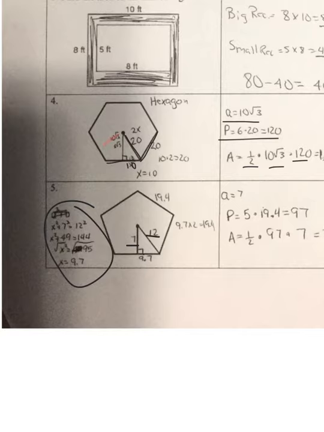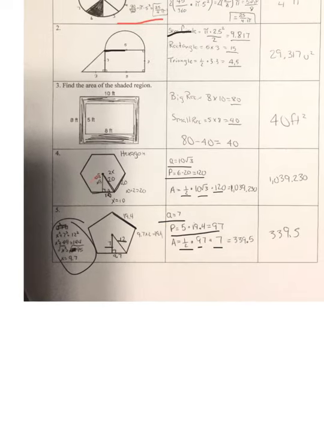But x squared plus 7 squared equals 12 squared. You solve that, you get about 9.7. Again, that's half a side length. You double it. The 7 was already given to you to be the apothem. So for the side length, 9 times 5 times 19.4 is 97. And 1/2 times apothem times perimeter gives you 339.5.